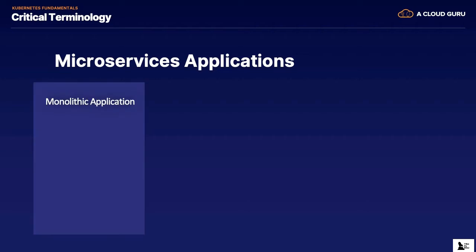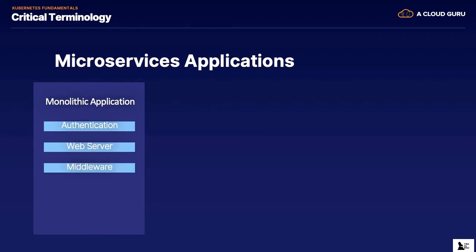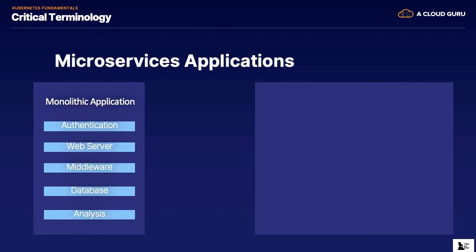If we step back and talk about traditional applications, they are very monolithic, where they consume a ton of resources to run their own operating system, authentication, web server, middleware, database, and analysis, perhaps, all on the same virtual machine or physical server. These applications are difficult to upgrade, they're difficult to scale, they're difficult to make highly available, and these are all things that the business needs.